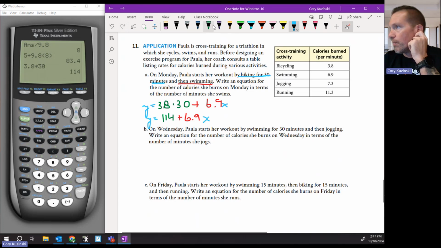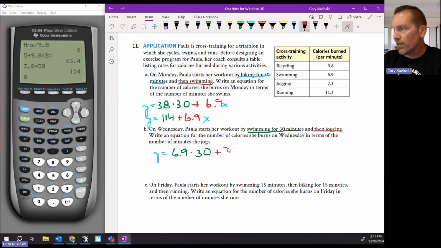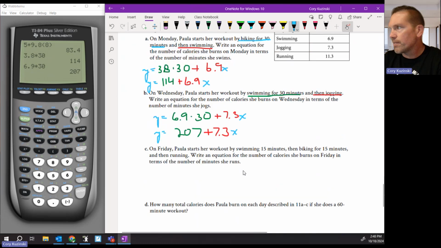On Wednesday, she starts her workout by swimming for 30 minutes and then jogging. Okay, so let's do this here, in terms of the number of minutes she jogs. So 30 minutes of swimming. Swimming is 6.9 per minute times 30 minutes, plus jogging is 7.3 calories per minute. So 7.3x. So let's simplify that. 6.9 times 30 is 207. So y equals 207 calories burned during her warm-up, plus 7.3 calories for every minute that she jogs. And we got to write another one here.